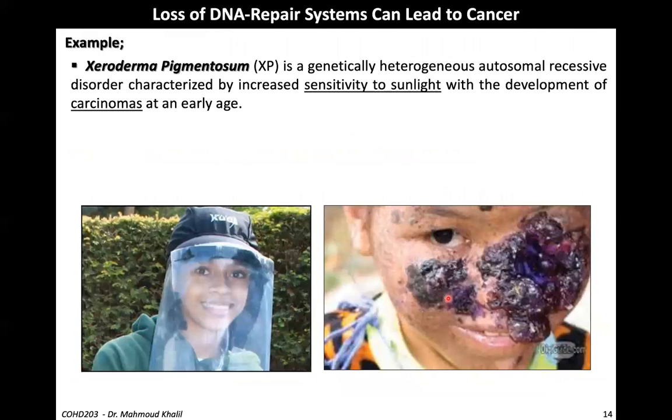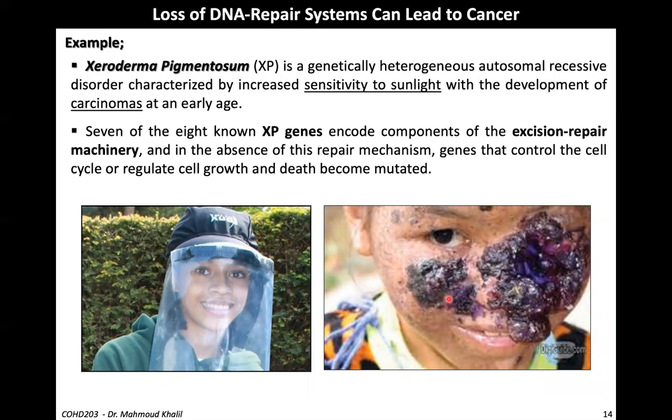So let's see here an example of how a defective DNA repair system can lead to cancer. One of the famous examples is xeroderma pigmentosum, XP. It generally is a heterogeneous autosomal recessive disorder characterized by increased sensitivity to sunlight with the development of carcinomas at an early age. So you can see here the severe case of this condition. So why does this type of cancer occur?